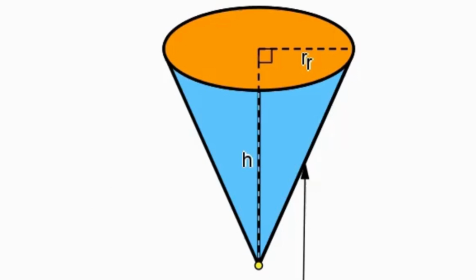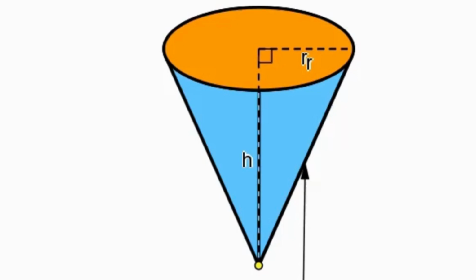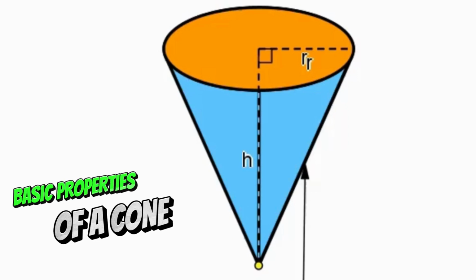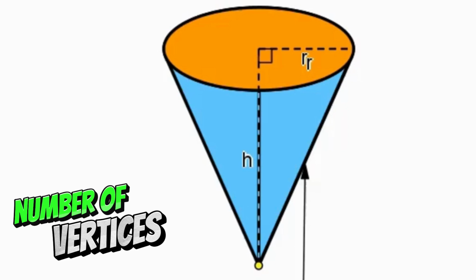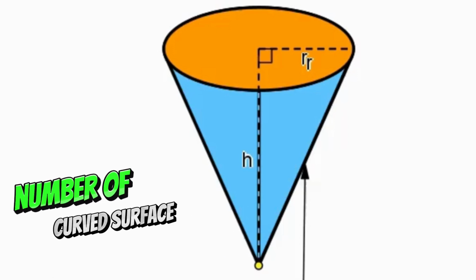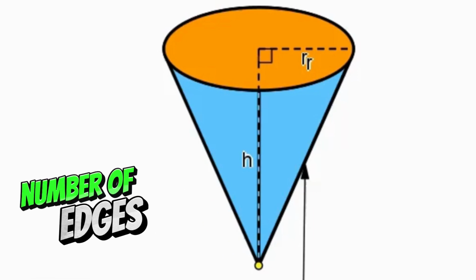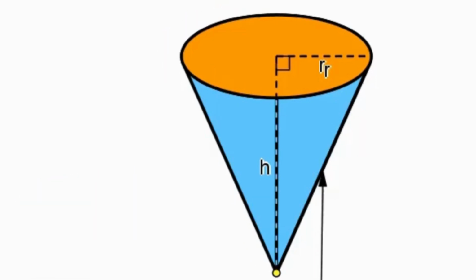But you know, this circular based pyramid has a special name. Can you figure out the special name? 1, 2, let's go. This circular based pyramid is called a cone. So today we shall be examining the properties of this cone. We'll be looking at the vertices, the plane surfaces, the curved surface, and we'll find out, does it have an edge?